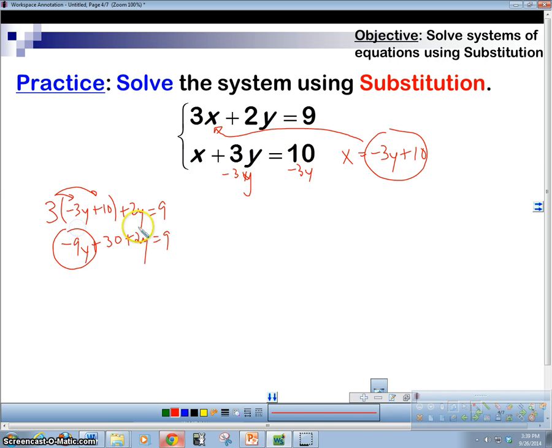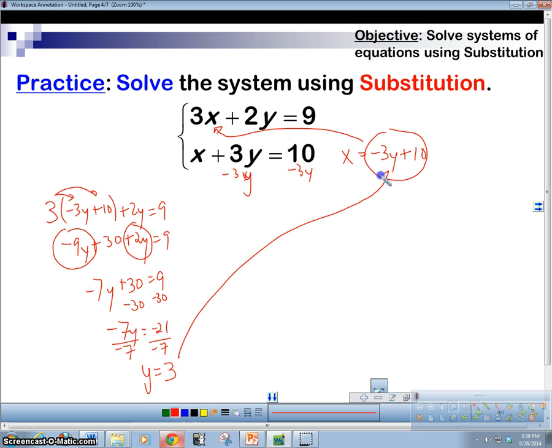Add like terms. Okay, they're on the same side. So we're going to have negative 7y plus 30 equals 9. Subtract 30. Negative 21. Divide by negative 7. And y equals 3. Alright, so we're going to plug the 3 back in here. And we're going to get x equals negative 3 times 3 plus 10, which is negative 9 plus 10, which is 1. So my answer is going to be 1, 3.